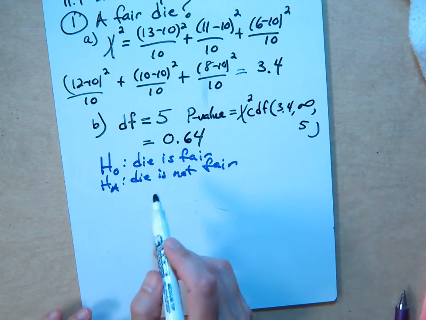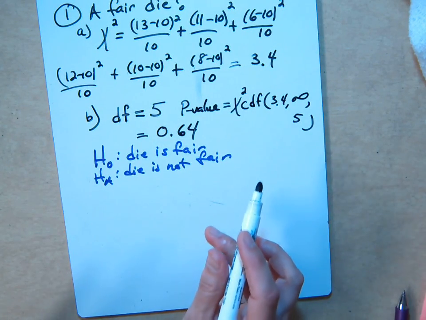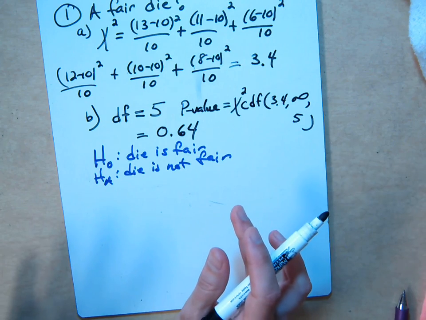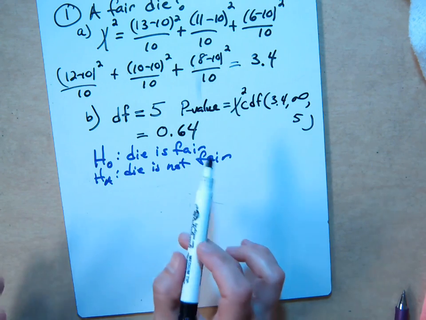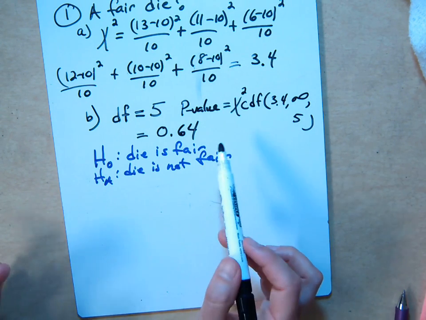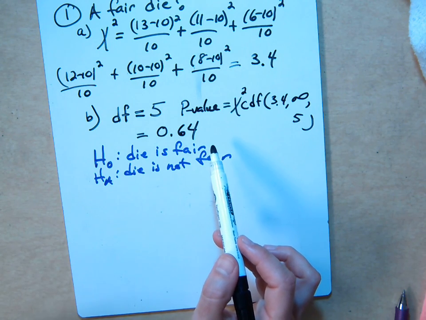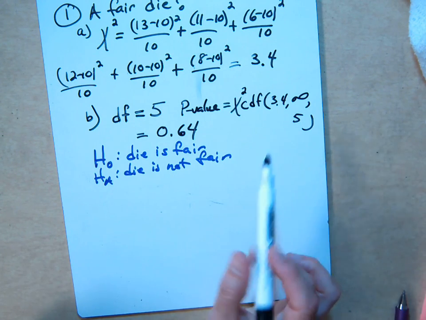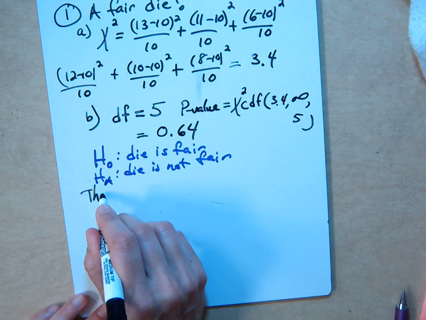Okay, so therefore we do not have convincing evidence that the die is not fair. So we cannot reject H naught because 64% is a very high likelihood that we would get the outcomes that we did. So let me write that out.